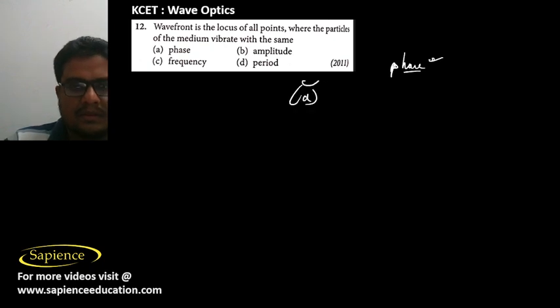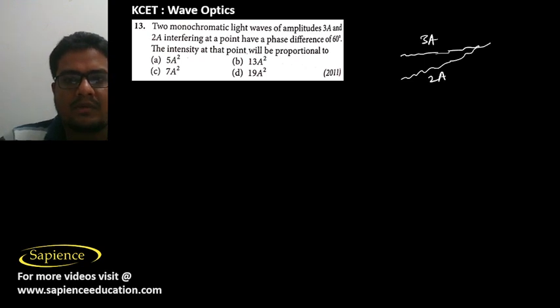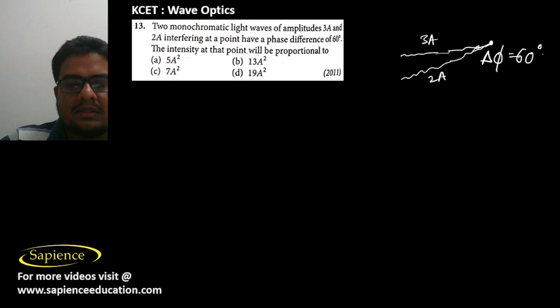So option A is the correct answer. Question number 13 is told: two monochromatic light waves of amplitudes 3a and 2a are interfering at a point. They have a phase difference of 60 degrees. Then the intensity at the point will be proportional to.